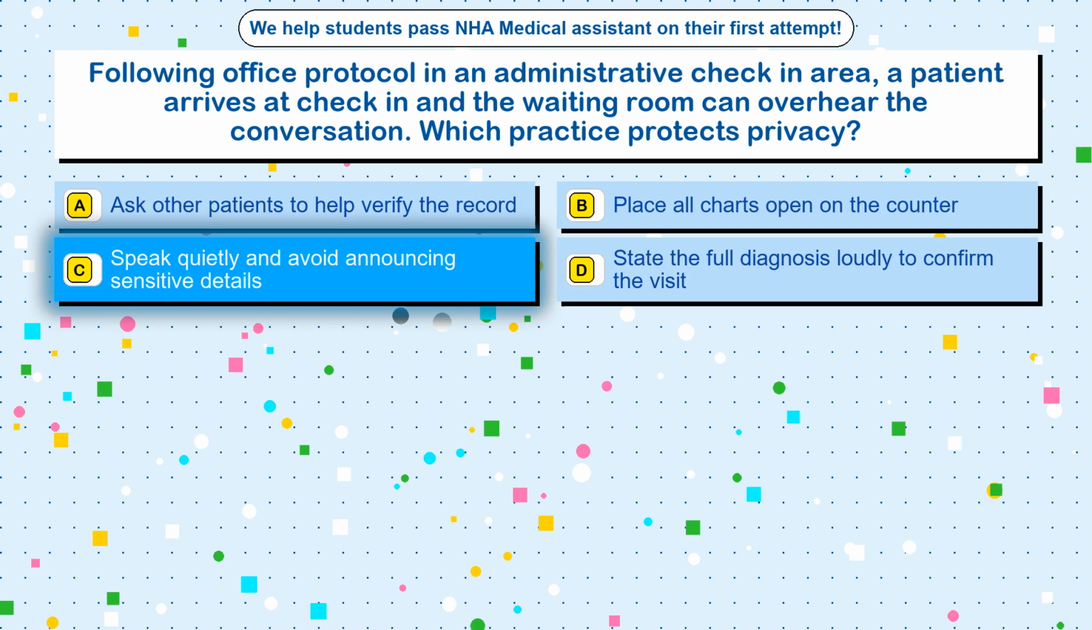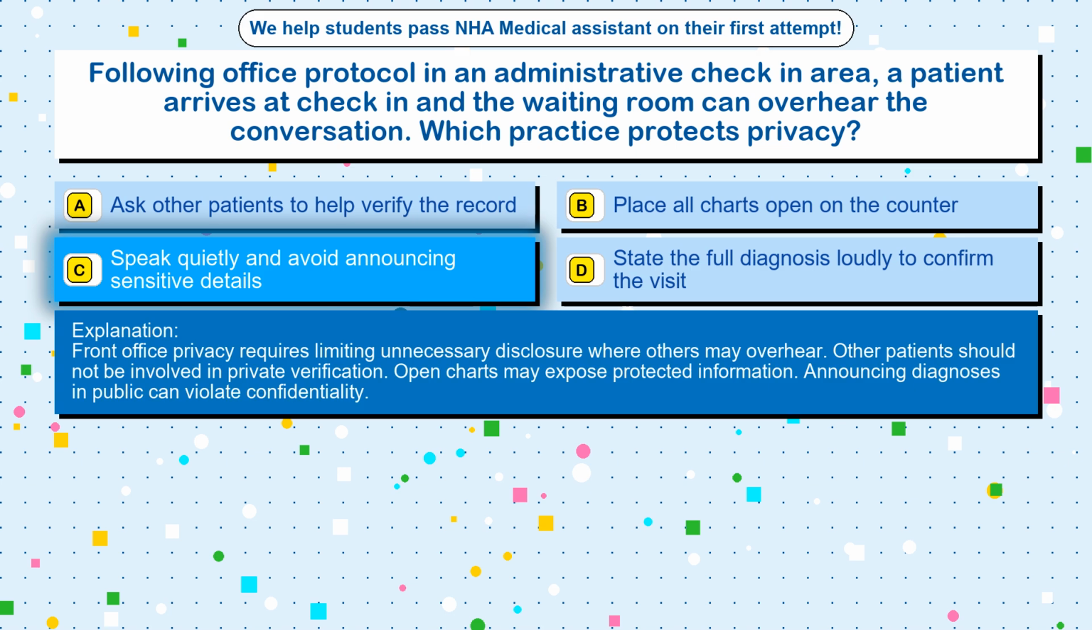The correct answer is option C, speak quietly and avoid announcing sensitive details. Front office privacy requires limiting unnecessary disclosure where others may overhear. Other patients should not be involved in private verification. Open charts may expose protected information. Announcing diagnoses in public can violate confidentiality.